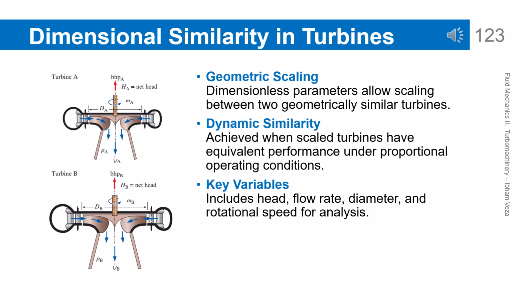Dimensional similarity in turbines. This topic discusses dimensional similarity in turbines, which allows performance comparison between machines of different sizes but similar geometry. By using dimensionless parameters, the relationships among head, flow rate, diameter, and rotational speed can be analyzed consistently. Geometric similarity ensures that the flow pattern remains relatively the same. Dynamic similarity ensures that the ratios of dominant forces are also the same. This approach is the foundation for scaling from model to prototype.